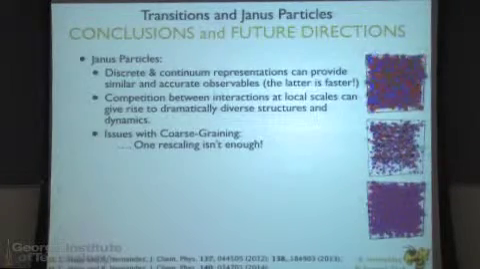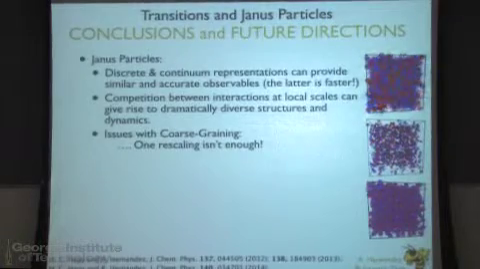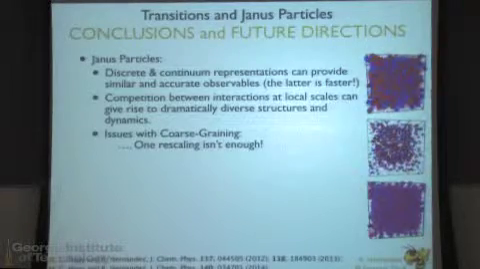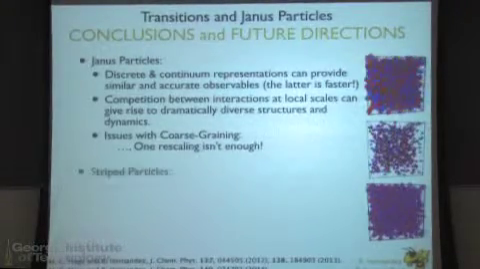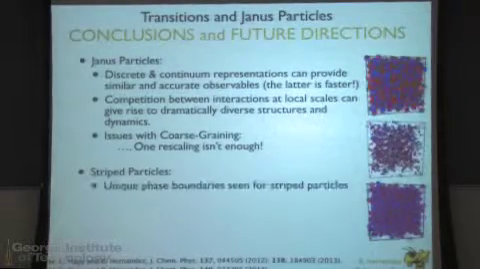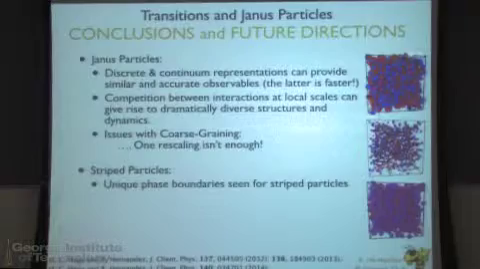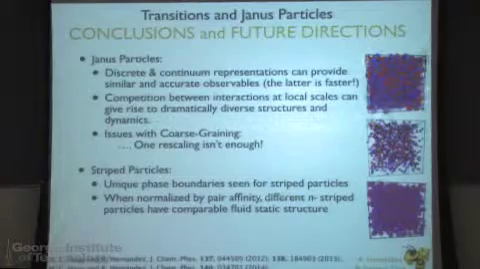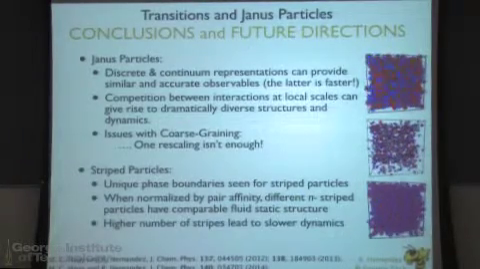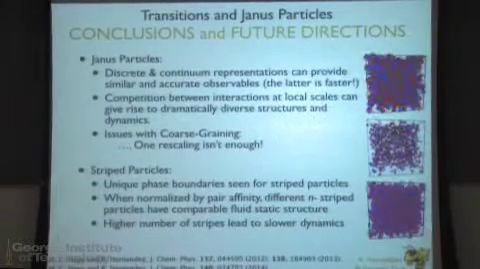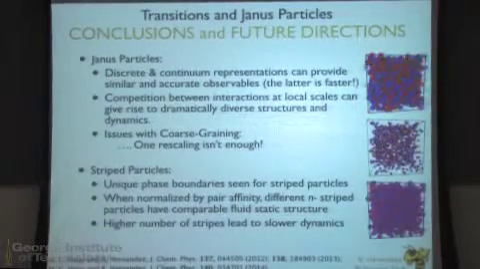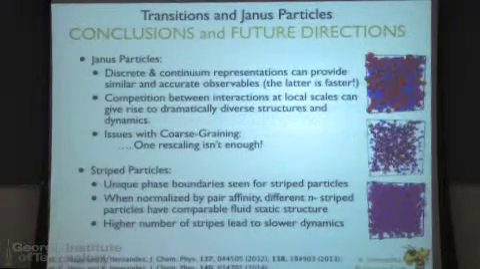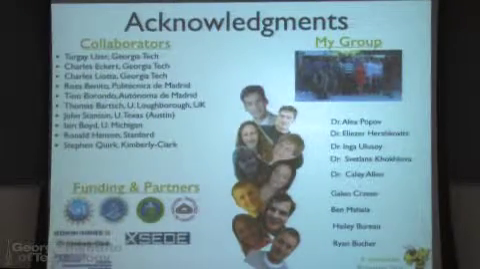Coarse graining is interesting, but one rescaling isn't enough. So if you want to develop a coarse graining model, you might want to use this as an example system, a benchmark system, to test your coarse graining. And that's one of the things that we're doing. I sort of start to talk about stripe particles as well. There are unique phase boundaries seen for these stripe particles. When normalized by pair affinity, different n-stripe particles do have fluid static structure, just like the Janus particles, but the higher number of stripes leads to slower dynamics. So we can slow the system down while still getting the same structure, and that means we can tailor behavior by using stripes. So with that, I want to thank you for your attention.